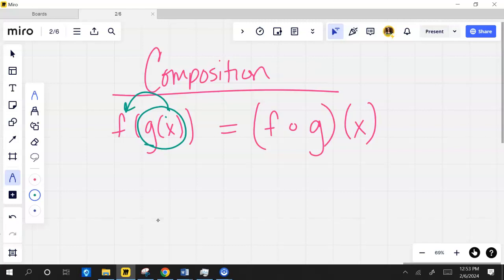All right, so let me give you an example. We're going to do the combined domain on this one too, so stay with me. This is where the domains really start to change.